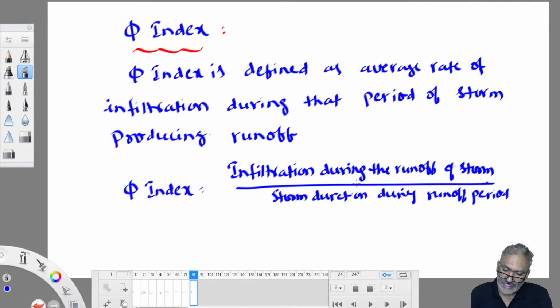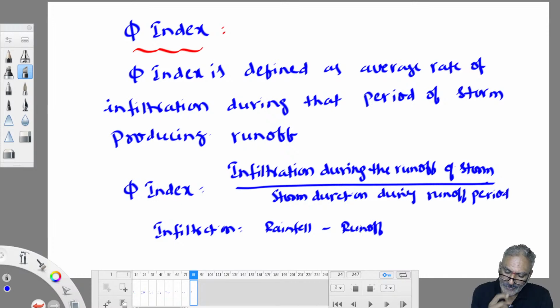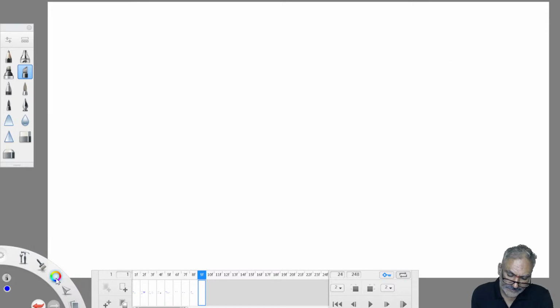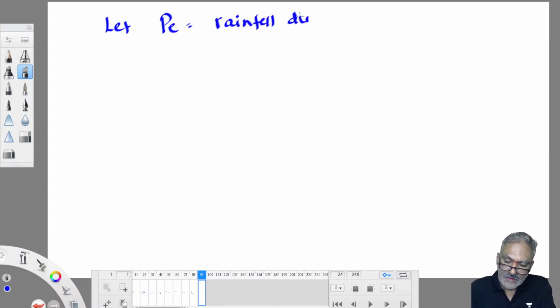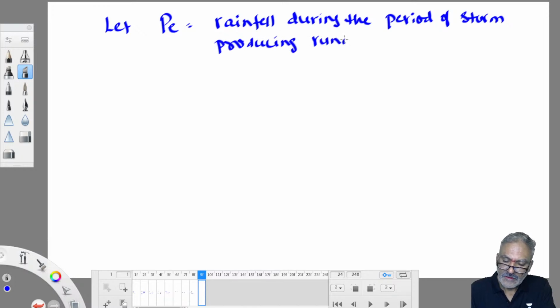So infiltration is equal to what? It is rainfall minus runoff. So we'll do it like that. I'll take the letter PE as the rainfall during the period of a storm producing runoff. I am taking one symbol. During the runoff period, the rainfall is PE and TE is equal to the storm duration during the runoff period. I am just taking some symbols so that we can put this into mathematical, equation form.